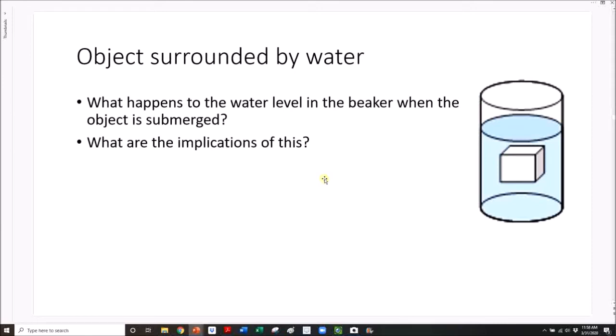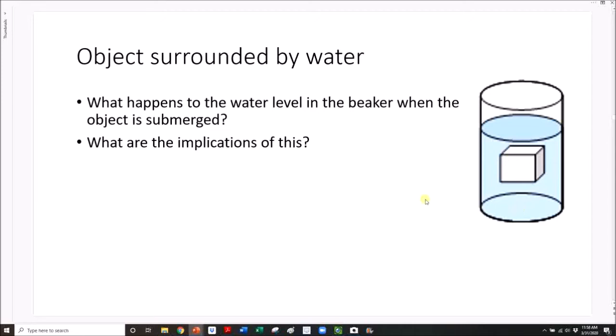Okay, objects surrounded by water. What happens to the water level in the beaker when the object is submerged? When I take this object and put it in the fluid, the water level is going to increase. What are the implications of this? Remember from our last video that the height of the fluid determines the pressure in the fluid. So when the water level goes up because I've submerged an object in it, the pressure down here has gone up in the fluid. Therefore the pressure on the bottom of the container goes up, which is just what we said.